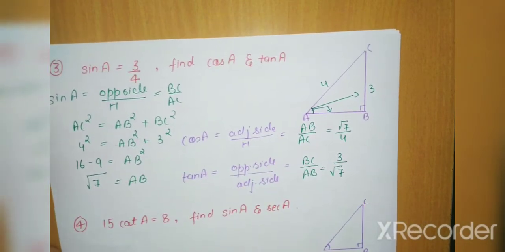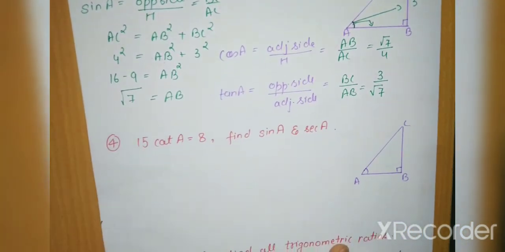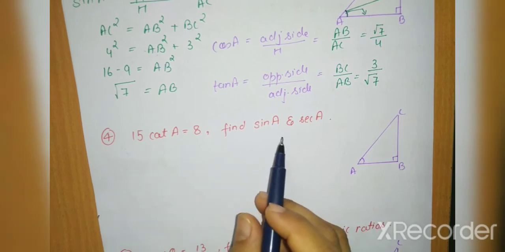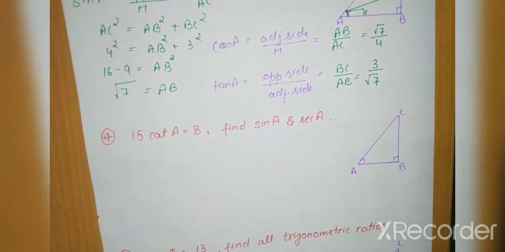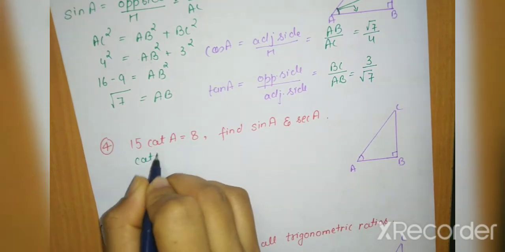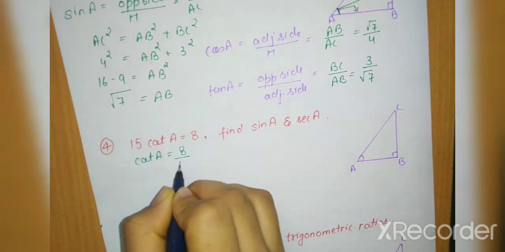Okay, I hope you understood this question number 3. Moving on to question number 4, that is 15 cot A is equal to 8. We have to find out the value of sin A and sec A. Okay, let's start. First we simplify this. We have cot A is equal to 8 by 15.